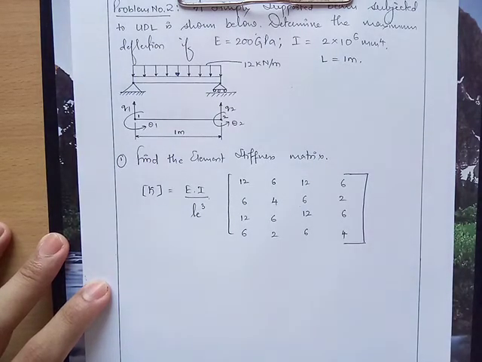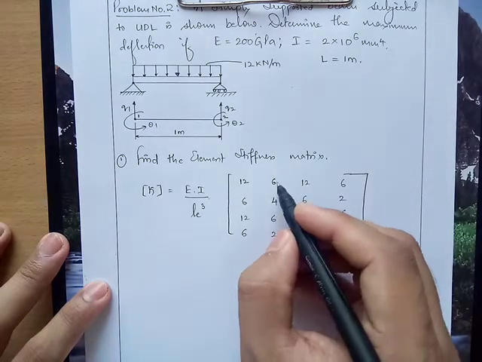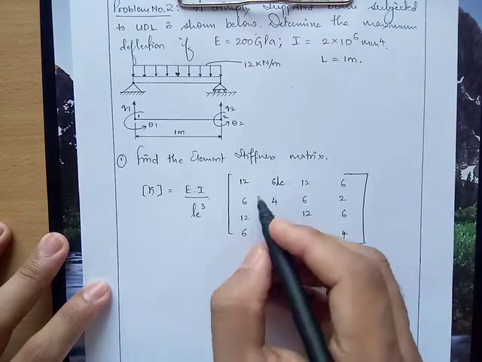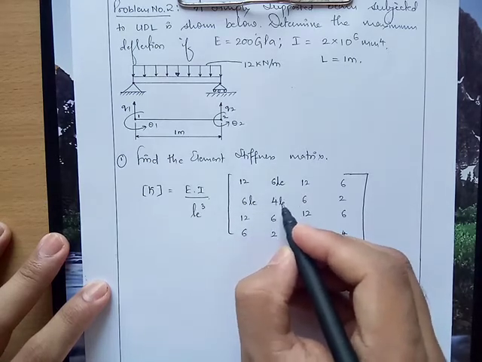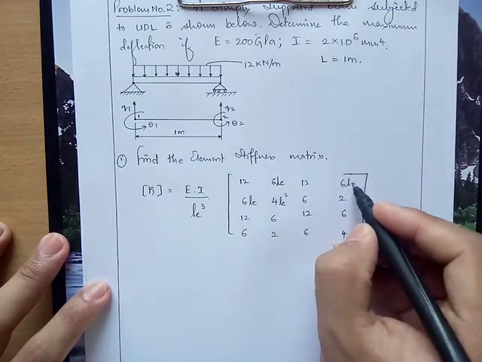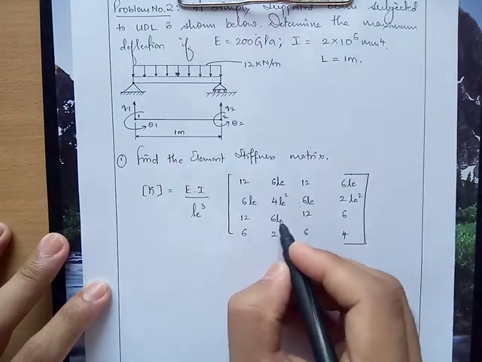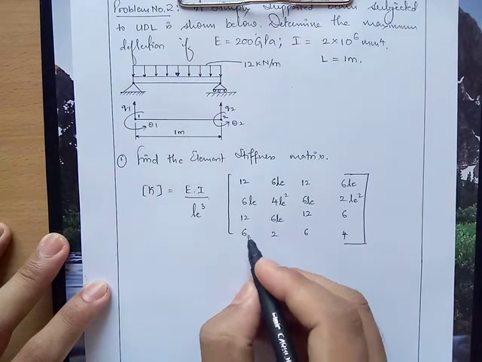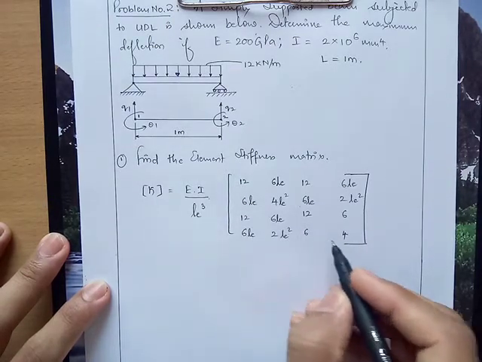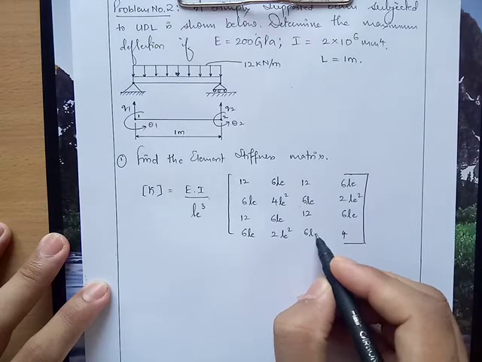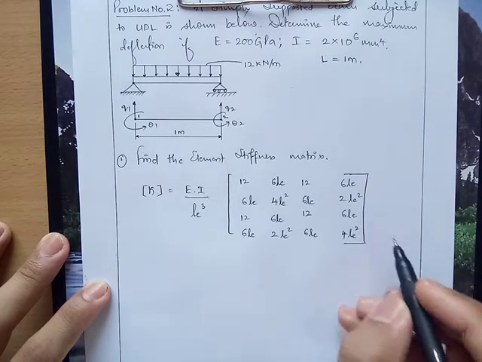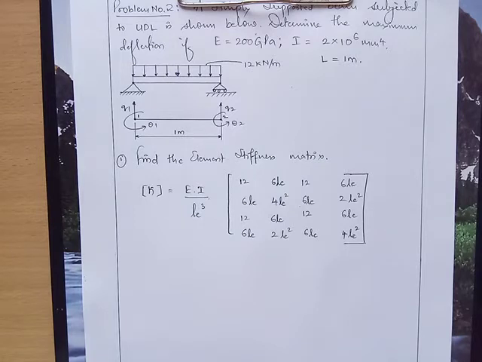Now also you have the length of the element, length of the element, length of the element square, and so on: LE, LE, LE square, LE, LE, LE square. Okay, fine. So I missed out the signs.